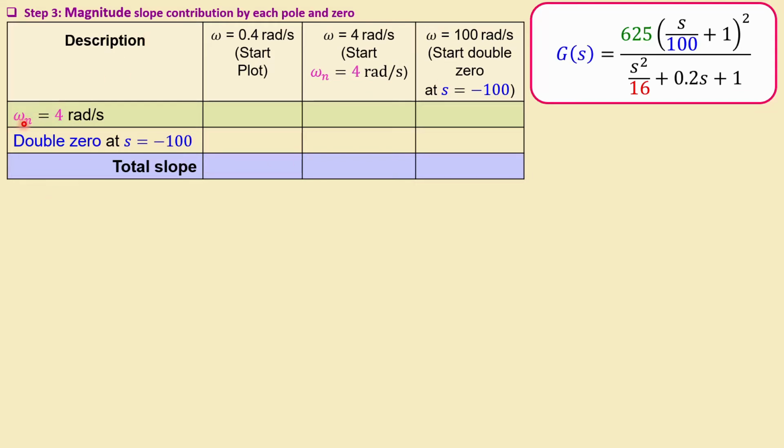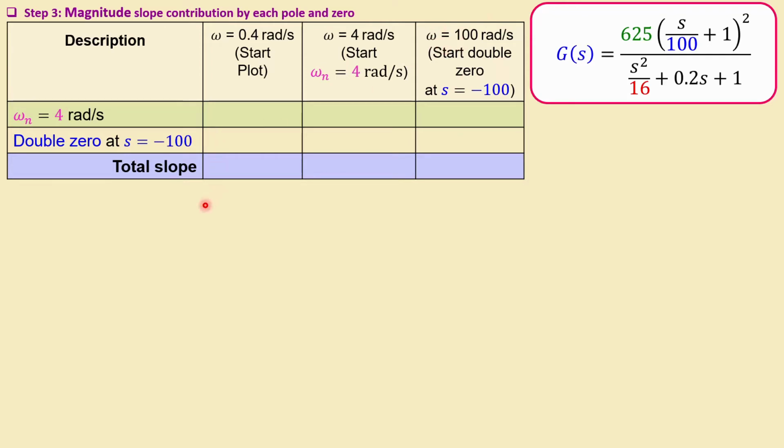What we see here is the first frequency, the omega n, and also our double zero. Now we know we start the plot by looking at 1 decade below, so at 0.4, that is actually our starting point. This is the start of the slope for the omega n, so this is the first break frequency, and the other break frequency will start at 100 radians per second.